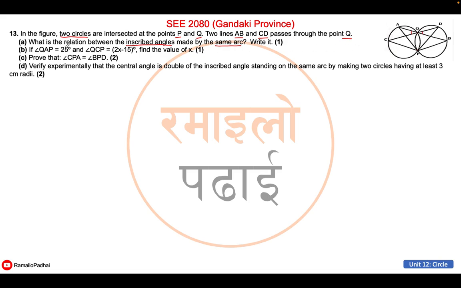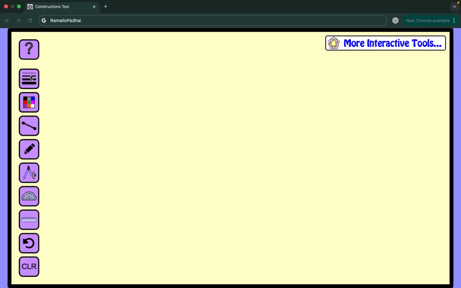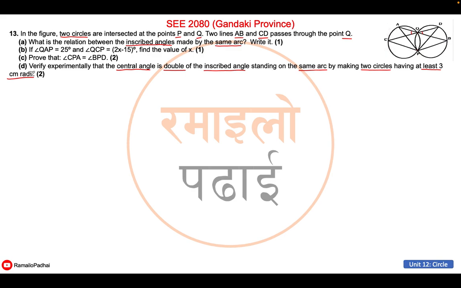It is quite easy. And in D, verify experimentally that the central angle is double the inscribed angle standing on the same arc by making two circles having at least 3 cm radii. So this is quite easy as well. We will construct here and then prove that. Proving experimentally means first drawing and then measuring. So now without any delay, let's start the solution.